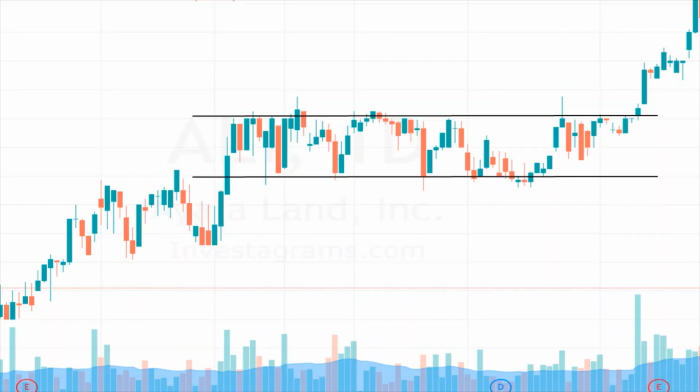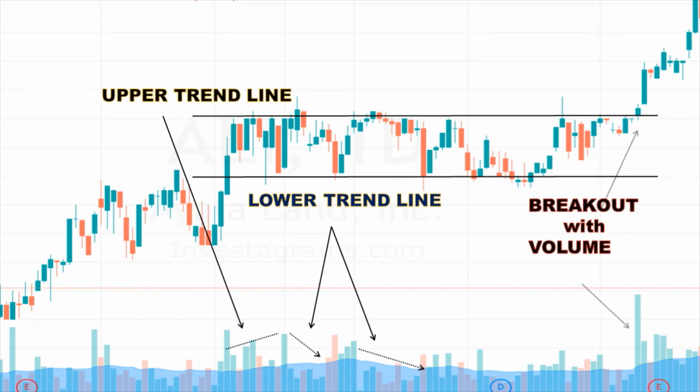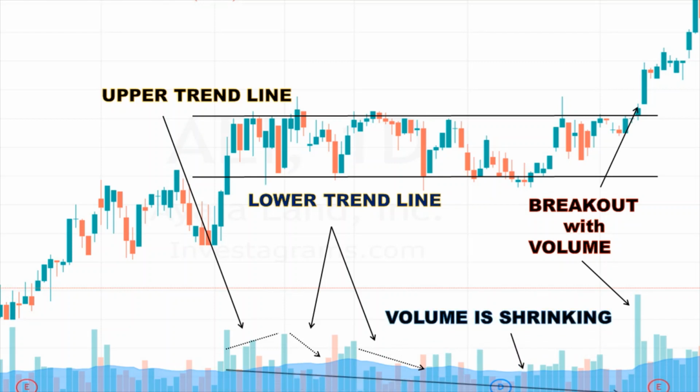This is an actual trading chart showing that the pattern moves for more than a month before it breaks out. It has a lot of tops and bottoms. First, you will notice every time the price moves to the upper trend line, the volume is more compared to when the price is moving towards the lower trend line. Second, the volume is shrinking before the breakout happens. Third, during the breakout, you will notice heavy volume, and the price continues its original uptrend direction with increased volume, and then the pattern is complete.